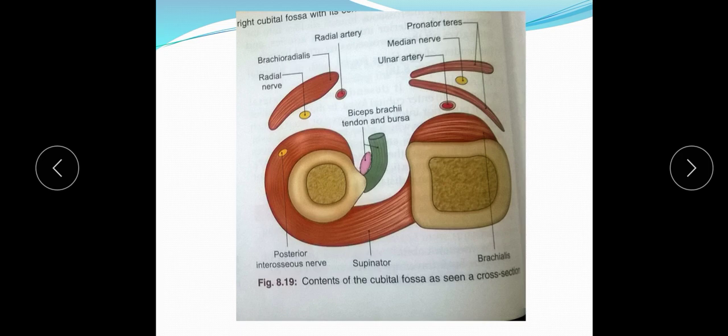These are the contents of the cubital fossa seen on a cross-sectional view, from medial to lateral side. This is the median nerve, the branches of the brachial artery, that is the ulnar and the radial artery. The radial artery is smaller and more superficial than the ulnar artery. Then the tendon of biceps brachii and the radial nerve. The floor is formed by the brachialis and the supinator muscle.